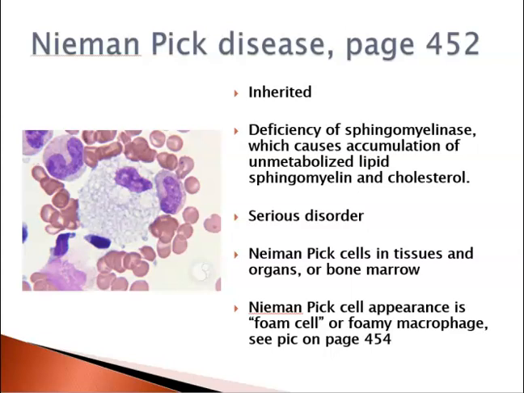And there's actually 3 types. There's a type A, type B, and type C. So what is the deficiency? The deficiency is of the sphingomyelinase, which causes accumulation of the sphingomyelin and cholesterol. And this is a serious disorder because we have no known cure, and sometimes it can be fatal. The Niemann-Pick cells can be found in the tissue, organs, and bone marrow.